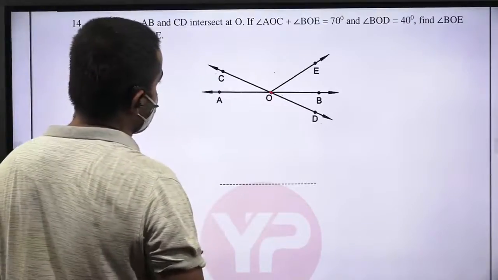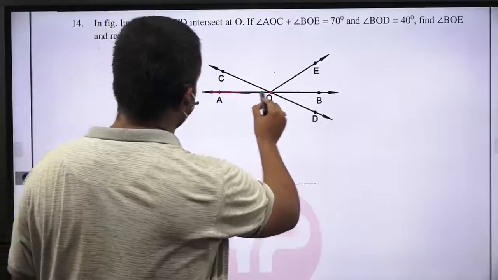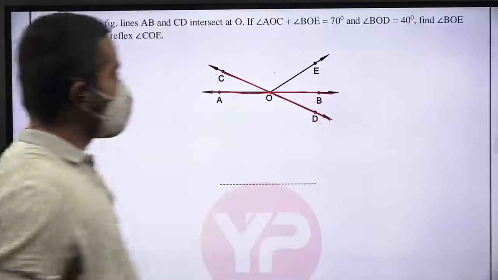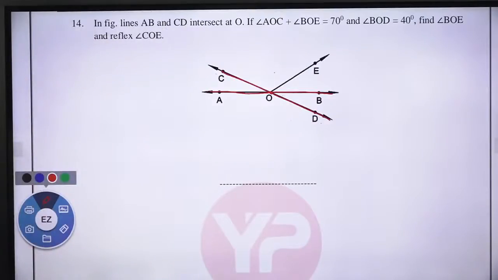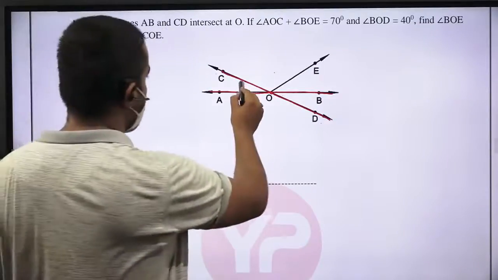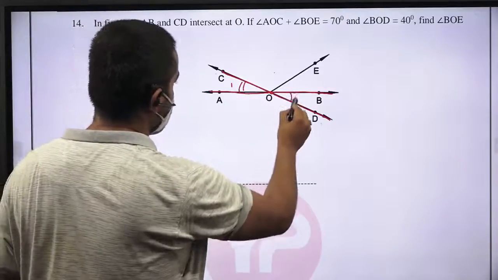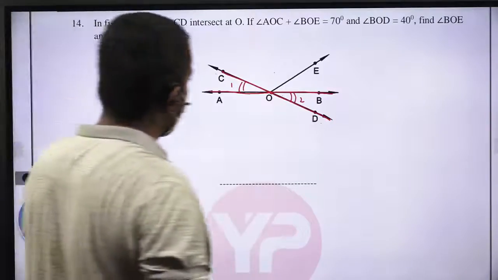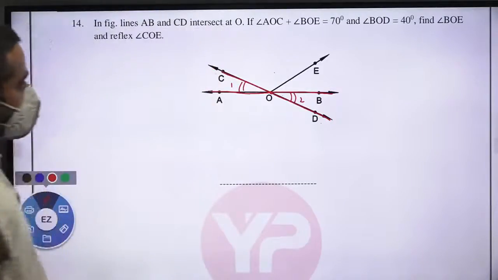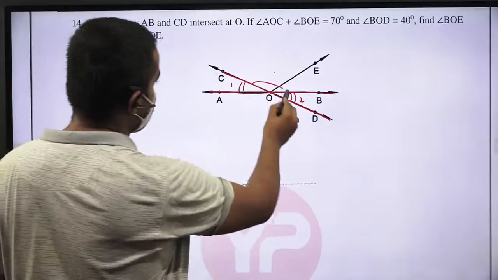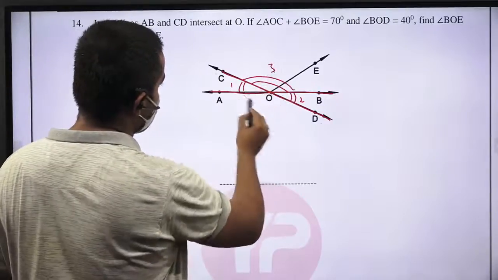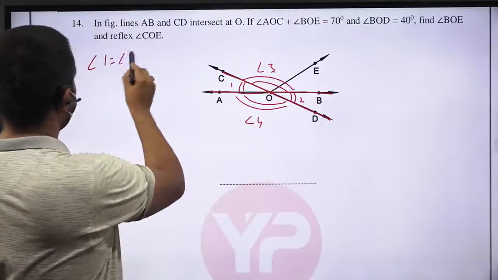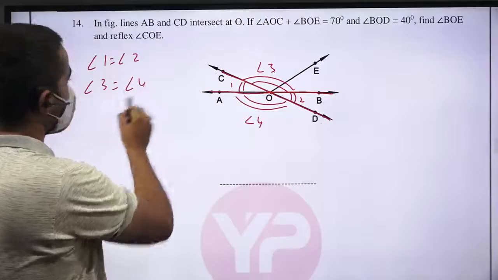So if it is like this, we are having these two lines now. So that means this angle, angle 1, will be equal to angle 2. Yes or no, students? Vertically opposite. And this angle will be equal to this angle. So angle 1 is angle 2 and angle 3 is equal to angle 4. Of course, you can name them.